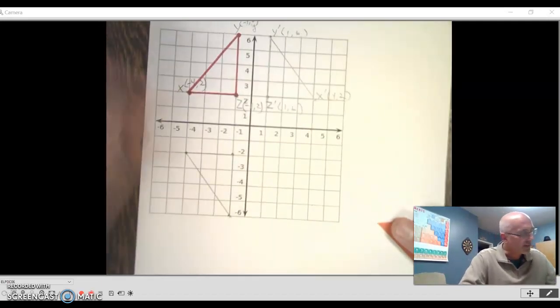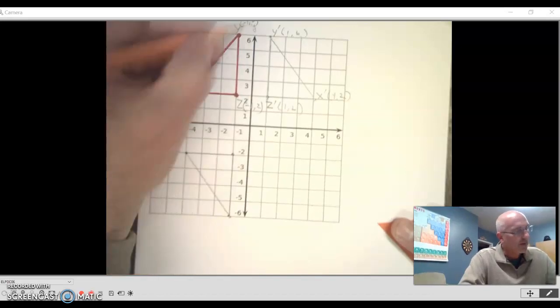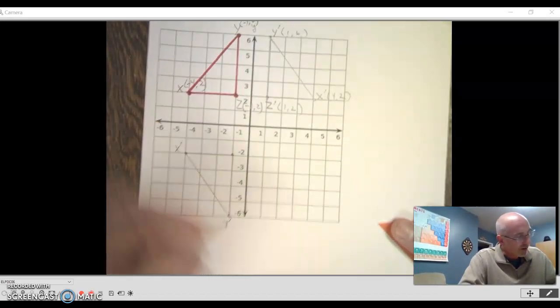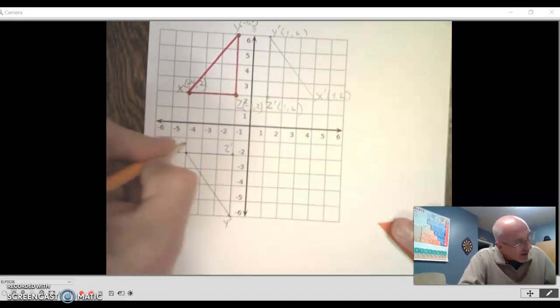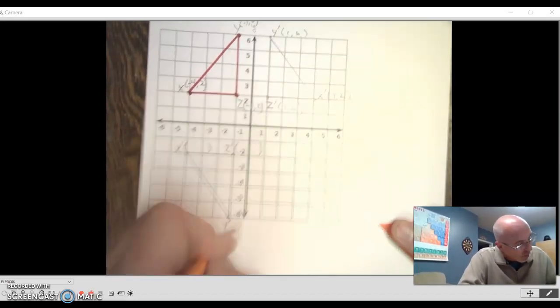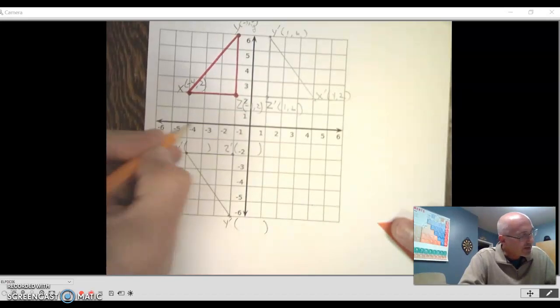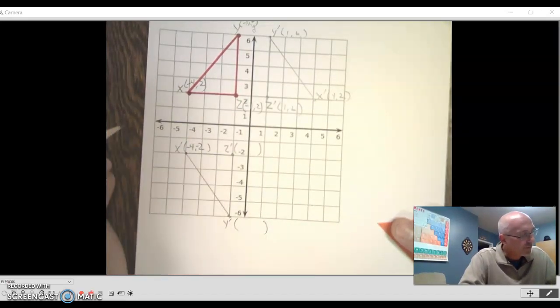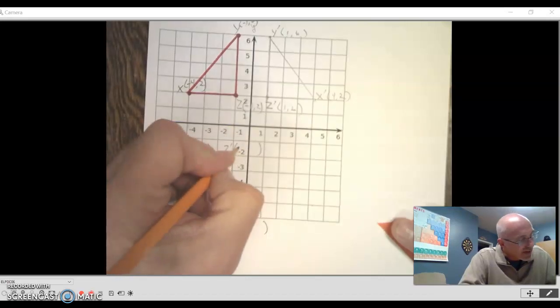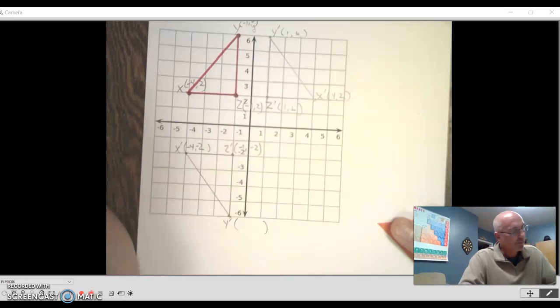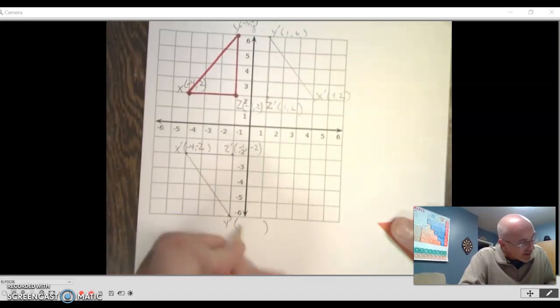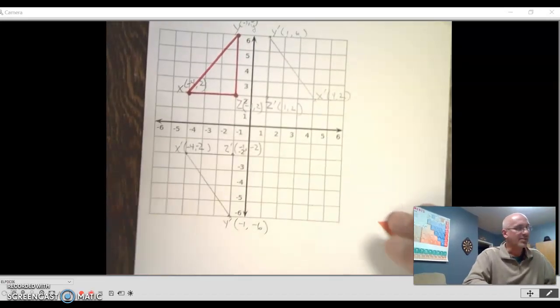So in this case, this would be my x prime. This one would be my y prime. And this one would be my z prime. Okay? And if I were to find their coordinates, this is at negative 4, negative 2. This one is at negative 1, negative 2. This one is at negative 1, negative 6.